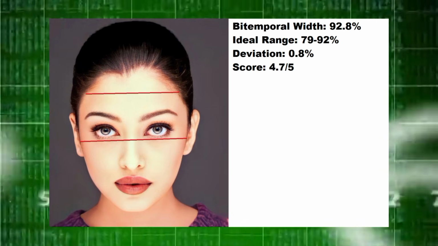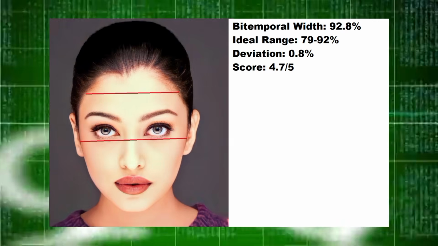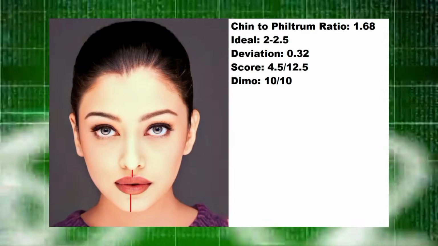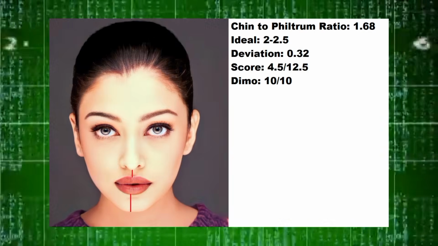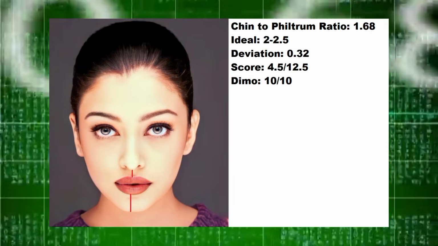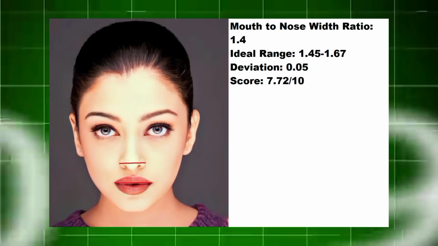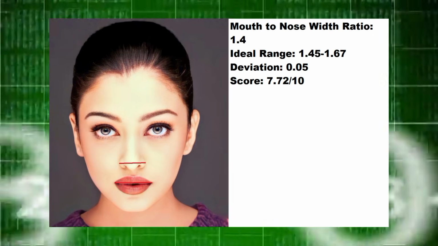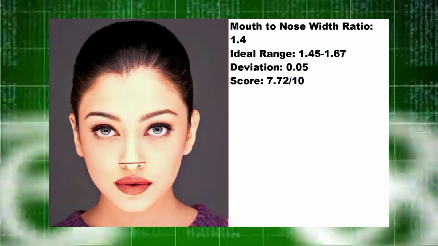Her bitemporal width is 92.8% of her zygomatic width, very slightly off from the ideal. This affects the upper thirds proportion subtly. Her chin to philtrum ratio is 1.68, which is way too low, meaning her chin is short compared to the philtrum area. This reduces vertical balance in the lower face. Her mouth to nose width ratio is 1.4, a bit lower than ideal. Ideally, a higher ratio enhances facial expressiveness and balance.